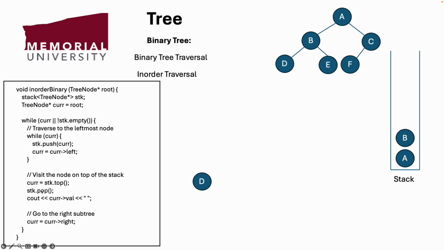So now the current is pointing to D, right? D is a leaf node. So current D, current right is nothing. It's a null pointer. So the current is pointing to the null pointer. Now let's go back in this while loop. Current points to a null pointer, but the stack is not empty. So this while loop can continue.